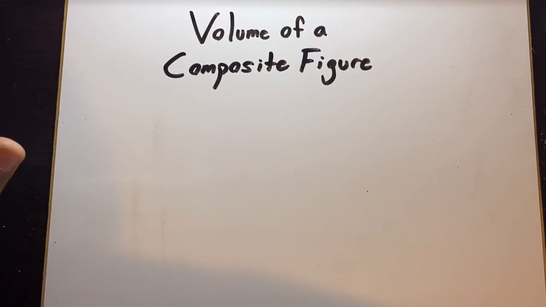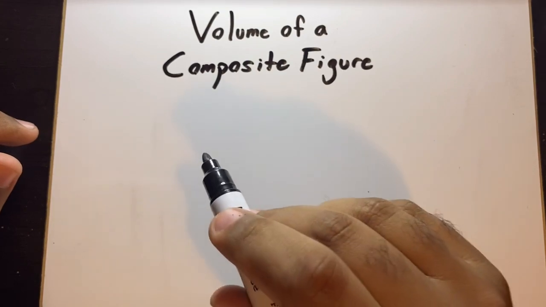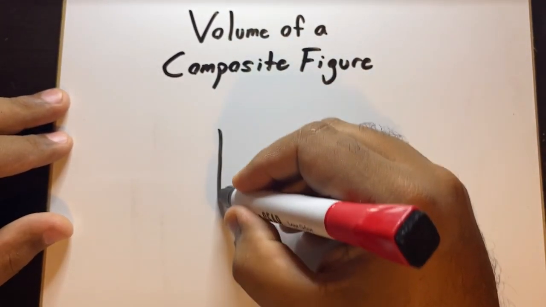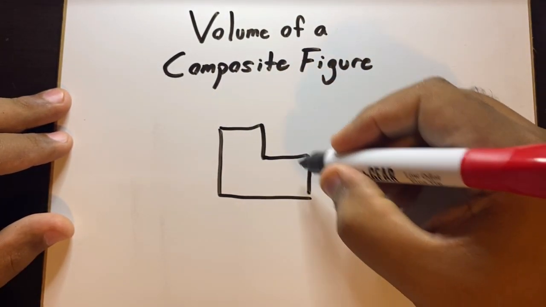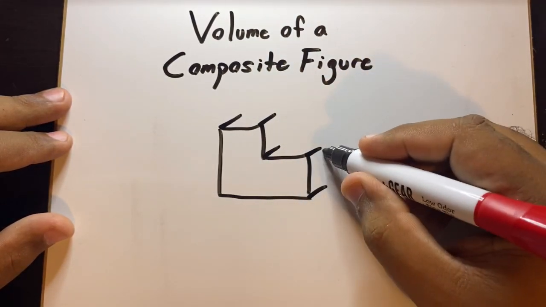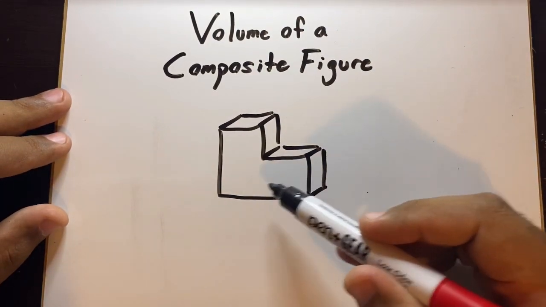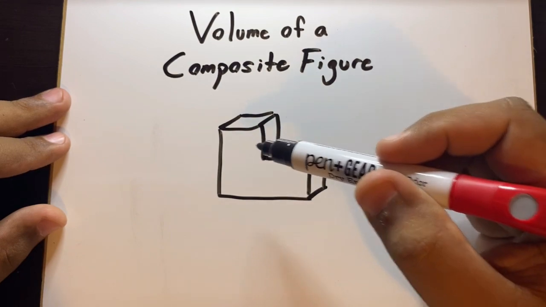So in this video, we're going to show you the volume of a composite figure. A composite figure literally means a shape, two or more shapes in one. So here's an example. This is a very common shape that appears in many math-based questions. It's basically a rectangle with a square, or in this case, a rectangular prism with a cube.